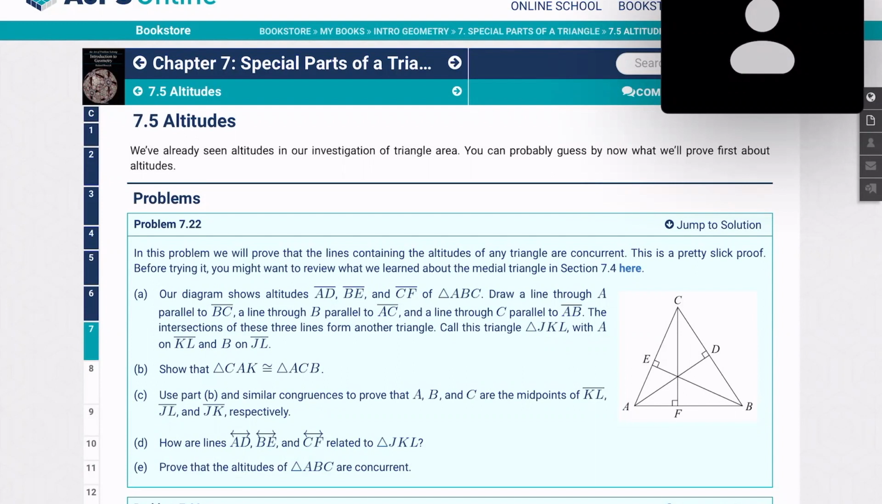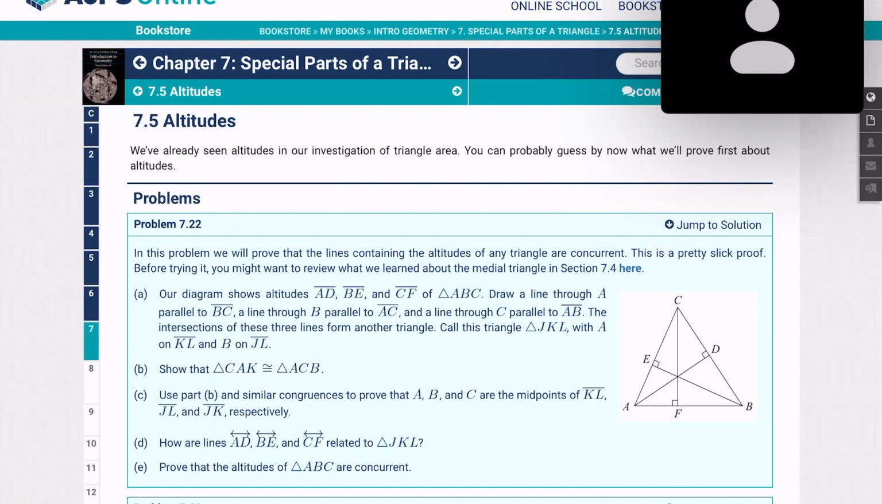You want to read A for us, please? A, our diagram shows altitudes AD, BE, and CF of triangle ABC. Draw a line through A parallel to BC, a line through B parallel to AC, and a line through C parallel to AB. The intersections of these three lines form another triangle. Call this triangle JKL, with A on KL and B on JL.